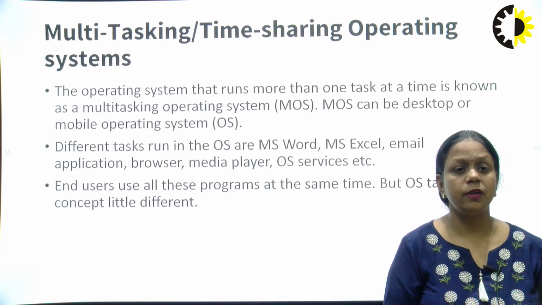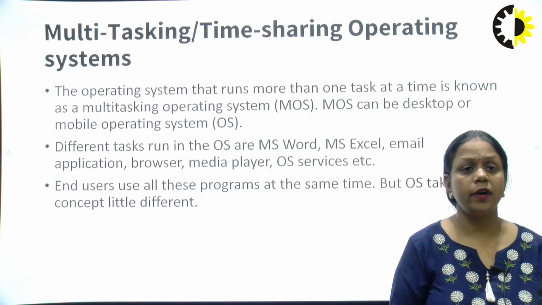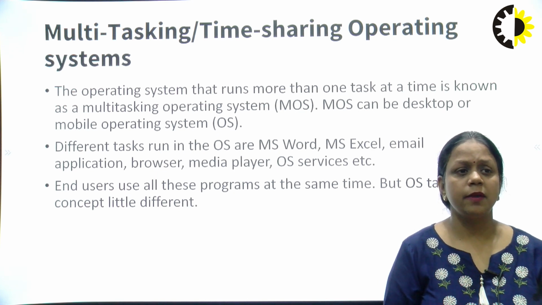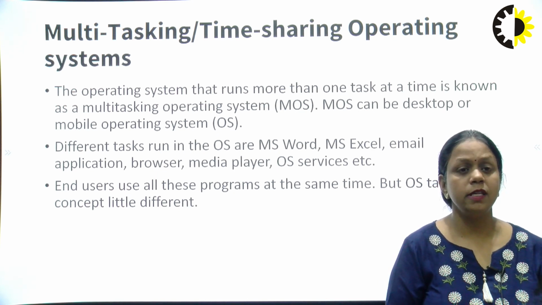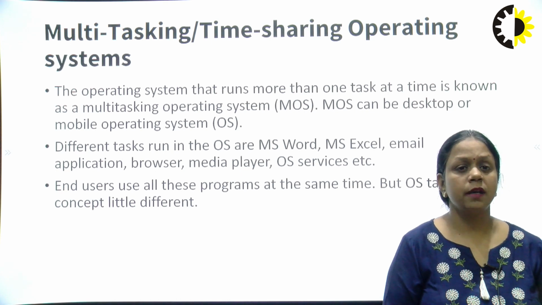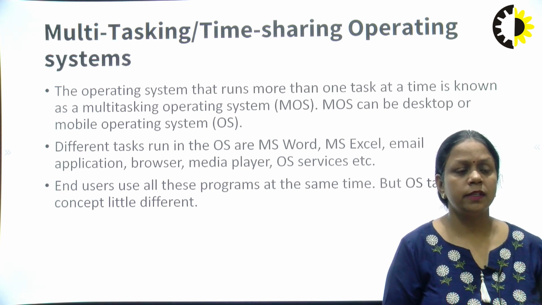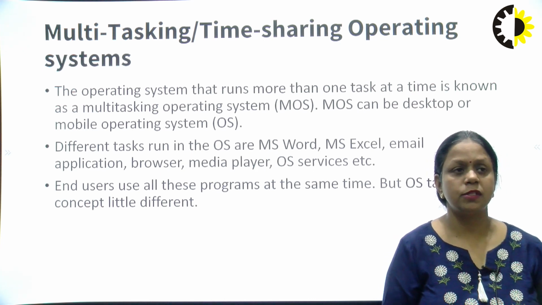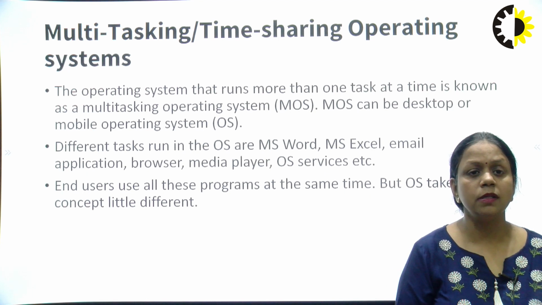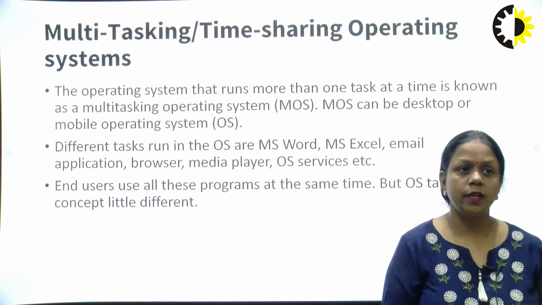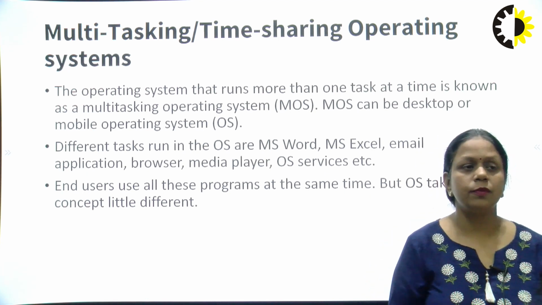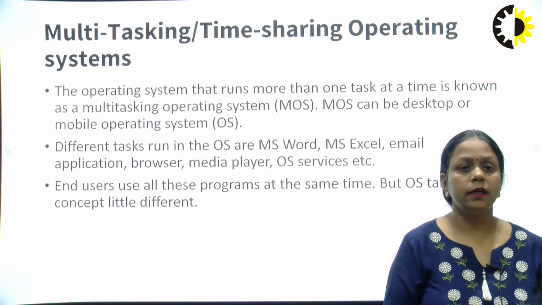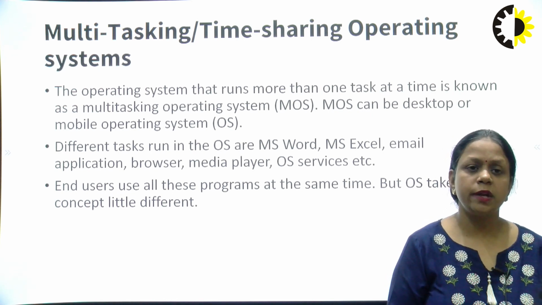Meaning we can open different types of applications in our system, like MS Word, MS Excel, email application, simultaneously, and these programs are running in our system concurrently. Fine. So this is the multitasking operating system, but it is also known as a time sharing system. Why is it a time sharing system? Because in this case we have more than one program in the system memory, but we allot a particular time slice to each and every process.